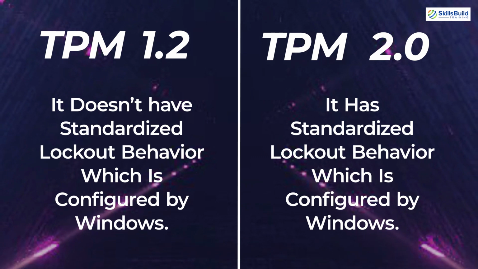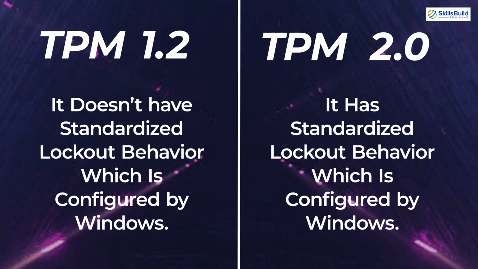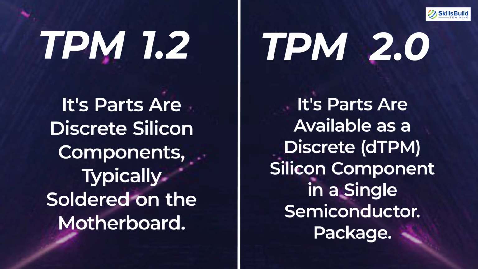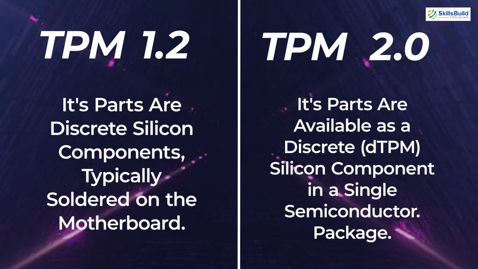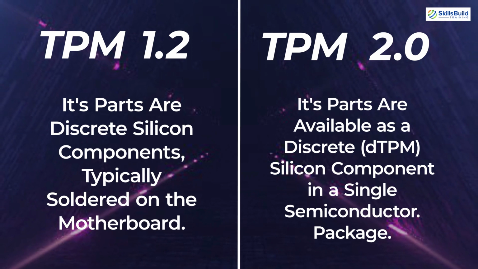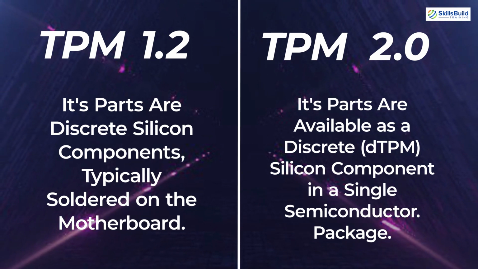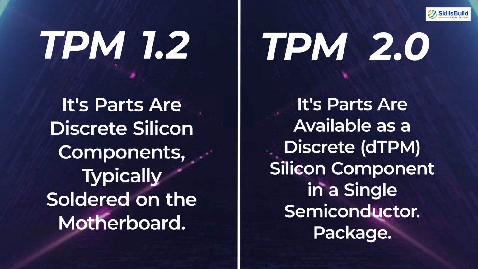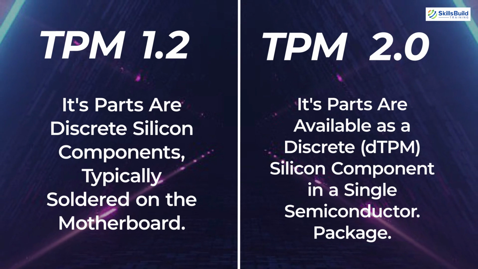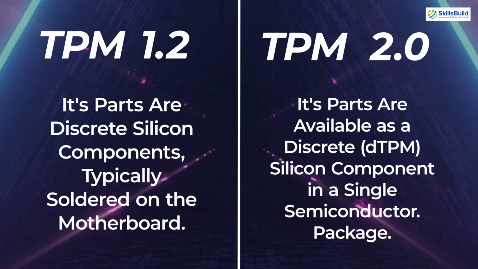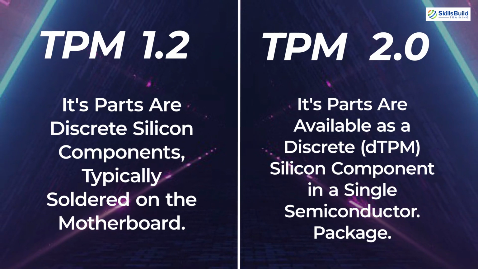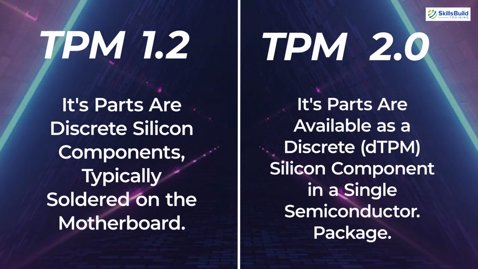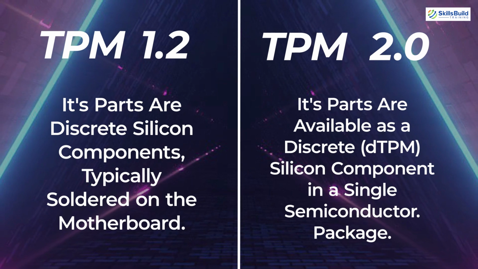TPM 2.0 lockout policy is configured by Windows, ensuring a consistent dictionary attack protection guarantee, while TPM 1.2 parts are discrete silicon components which are typically soldered on the motherboard. TPM 2.0 is available as a discrete dTPM silicon component in a single semiconductor package, an integrated component incorporated in one or more semiconductor packages alongside other logic units in the same package, and as a firmware fTPM-based component running in a trusted execution environment on a general purpose system on chip.